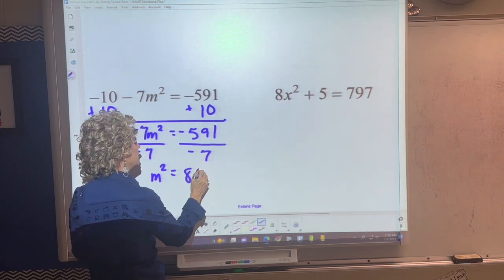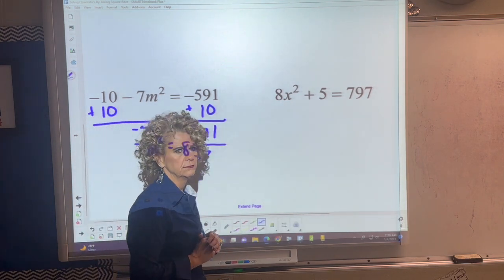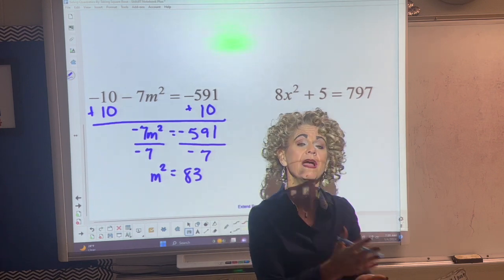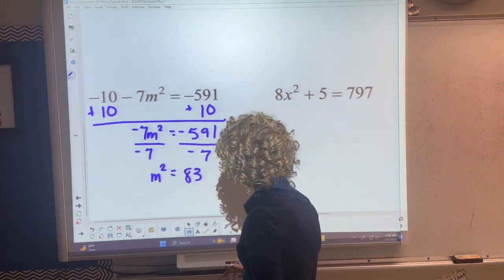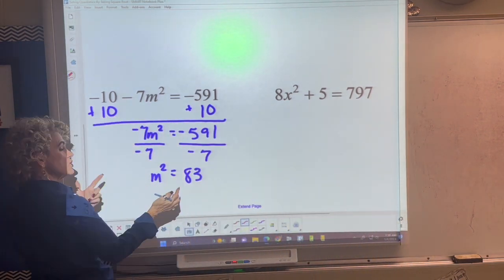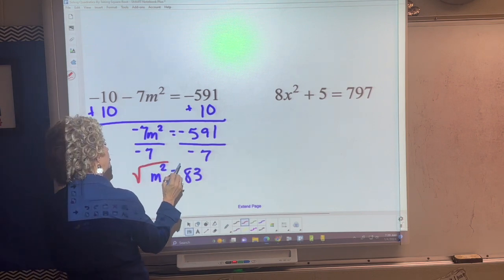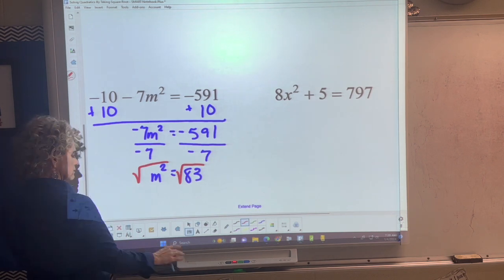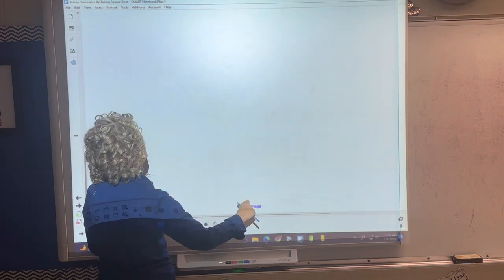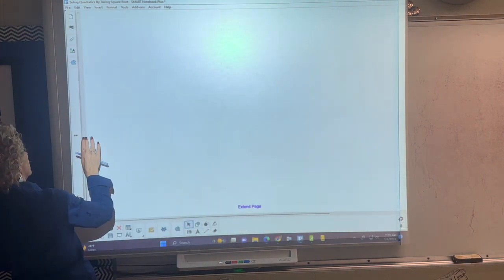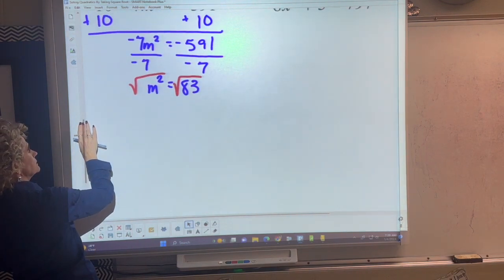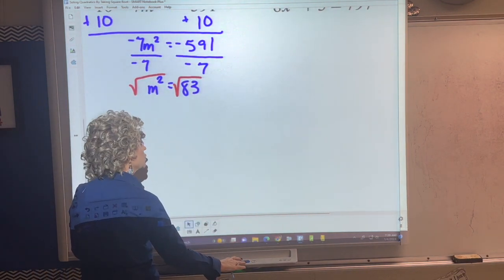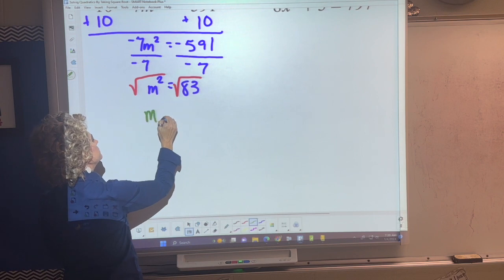Now here's the kicker. I don't want m squared. I need my value of m. Okay? So in order to just get m, I have to take the square root of both sides. The square root of m squared and the square root of 83. Now, let me do that. I've got the square root of m squared is m equals.